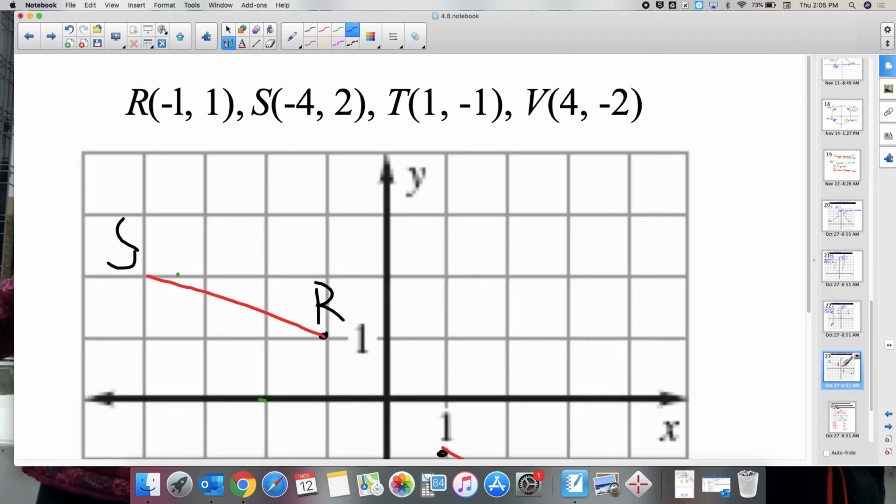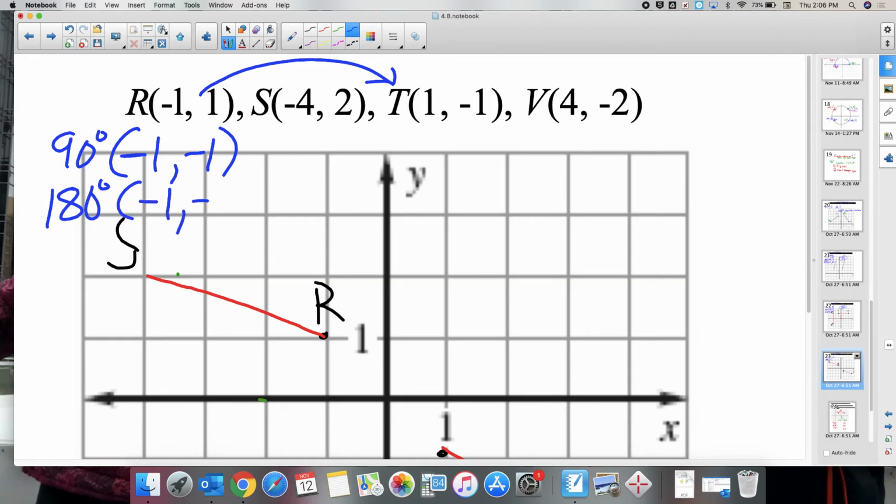Fourth one then. Can RS get to TV? Well, let's start with R getting to T. 90 degrees. Flip them. Change the sign of the new x. Didn't get there yet. Do it again. Flip them. Change the sign of the new x. Positive 1, negative 1. I got there. That's where I wanted to be.